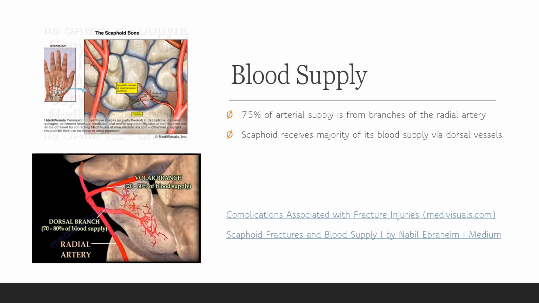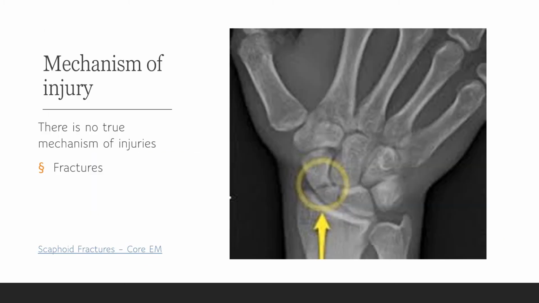The scaphoid bone receives blood supply from the branches of the radial artery. The inferior portion of the scaphoid is supplied from the dorsal branch, which supplies 70 to 80%. The superior portion of the scaphoid bone is supplied by the volar branch, which supplies 20 to 30%. There is no true mechanism of injury for avascular necrosis, but it is often secondary to other injuries, such as fractures.